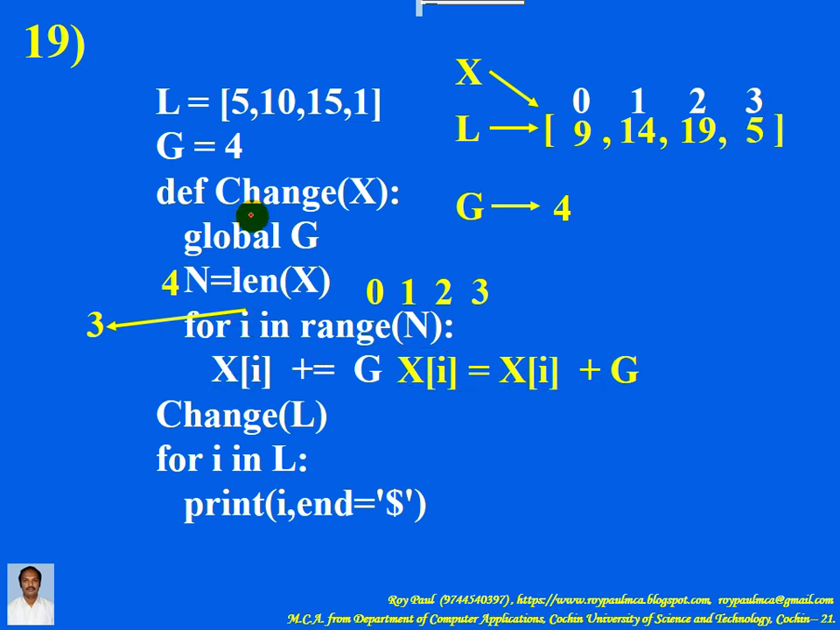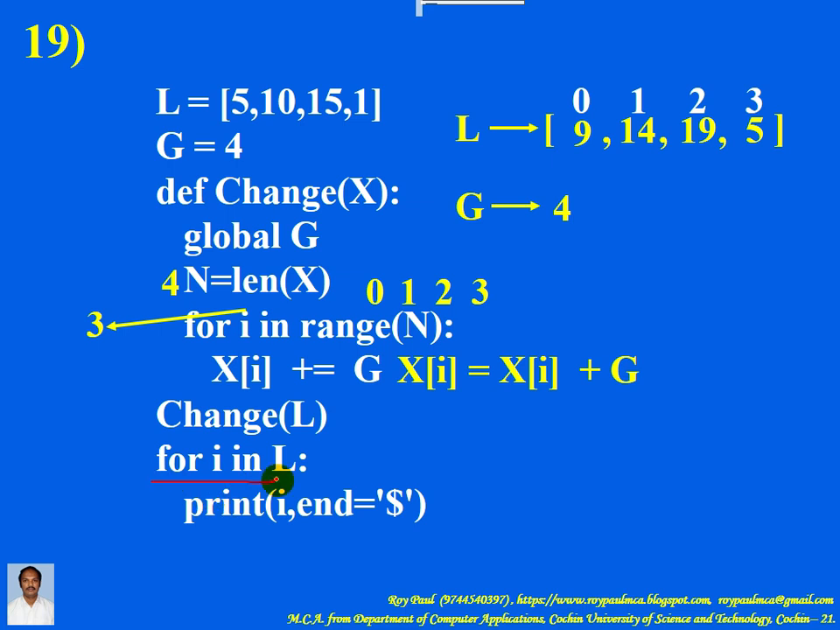Now the function is completely executed. So control returns to the point from where it was called. When the control comes back here, local variable X does not exist. So you can cancel this.